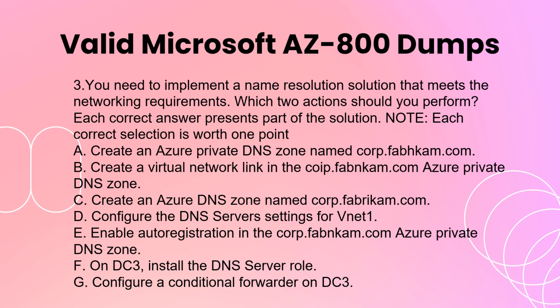C. Create an Azure DNS zone named corp.fabricam.com. D. Configure the DNS server settings for VNet1. E. Enable auto-registration in the corp.fabricam.com Azure private DNS zone. F. On DC3, install the DNS Server role. G. Configure a conditional forwarder on DC3.